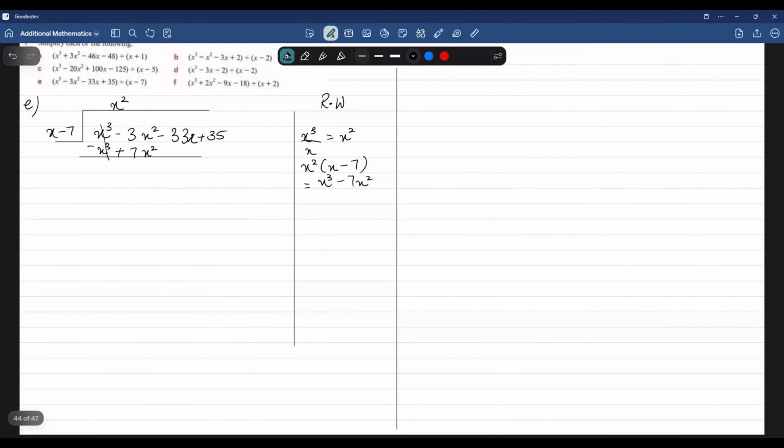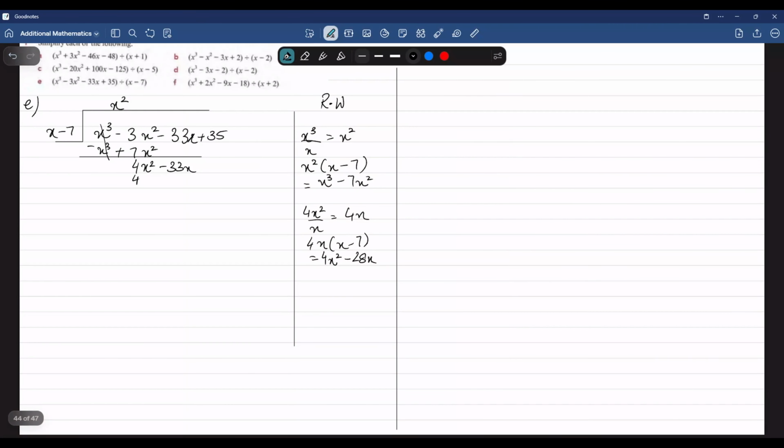Positive 7 minus 3 would give us positive 4x squared, and then minus 33x. 4x squared divided by x would give us 4x. 4x multiplied by x minus 7 equals 4x squared minus 28x, since 7 fours are 28.